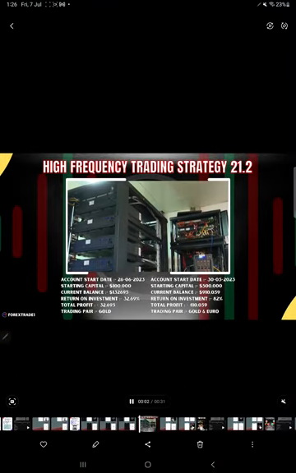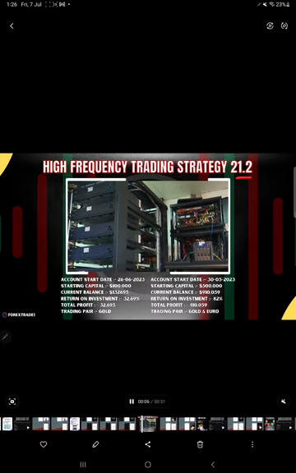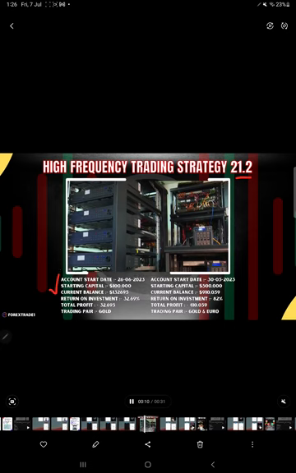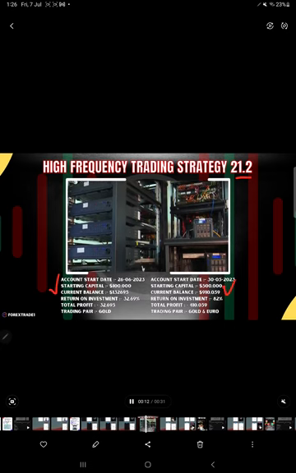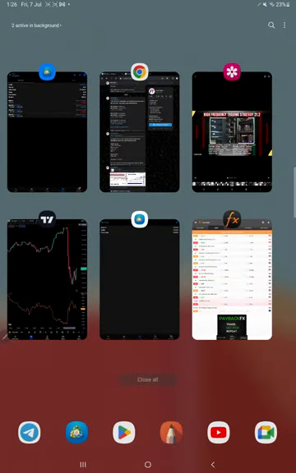This is the trading strategy explanation, and as you know, this is a high frequency trading strategy 21.2 with 2 accounts. We have started a $100,000 account and a $500,000 account. Now let's see when it was started and how we have predicted it.